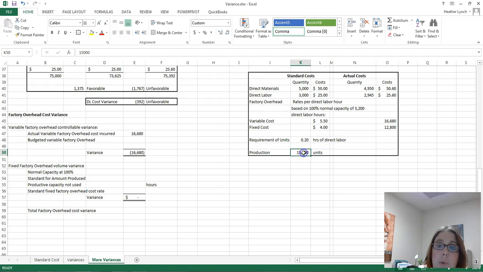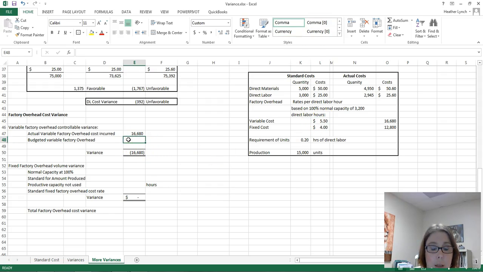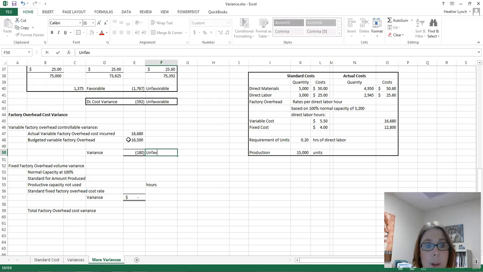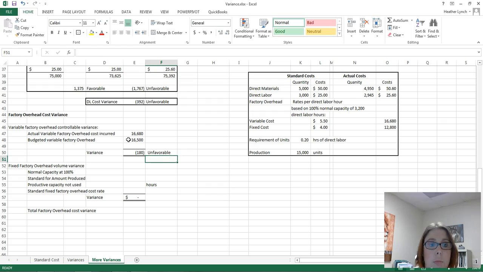This is when we produce 15,000 units. It takes 0.2 hours of direct labor, and our standard cost is $5.50. So what I'm going to do here, I'm going to take my 15,000 units produced times 0.20 hours, and then times $5.50, which was our variable standard cost. So we have 180 unfavorable. Okay.